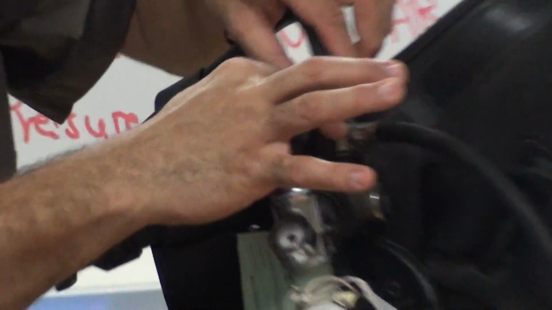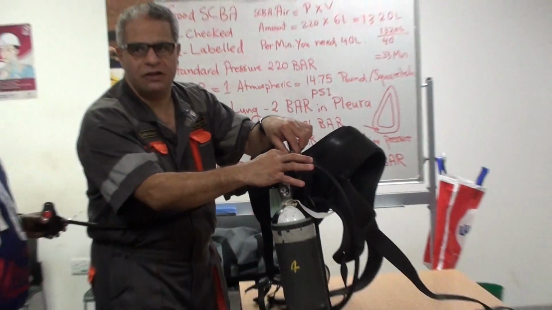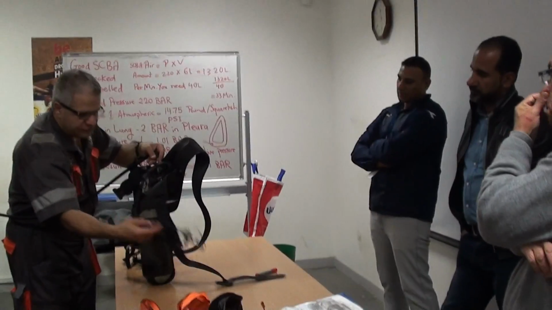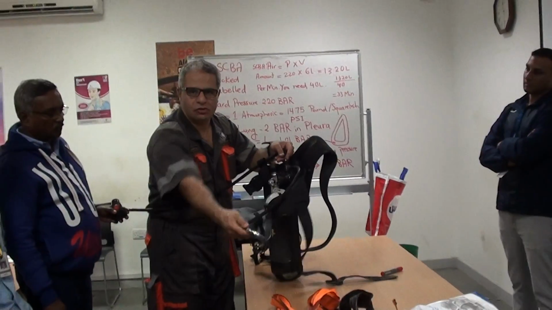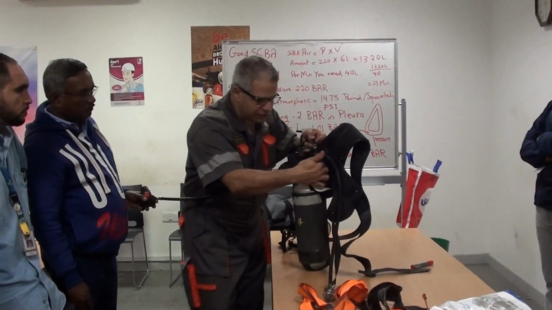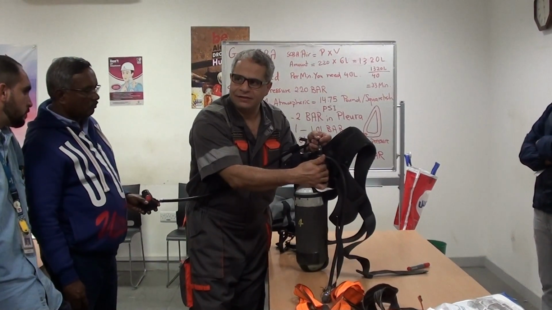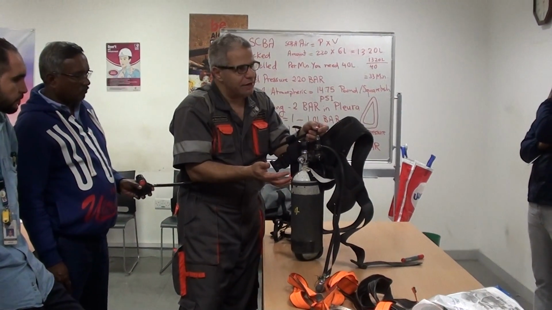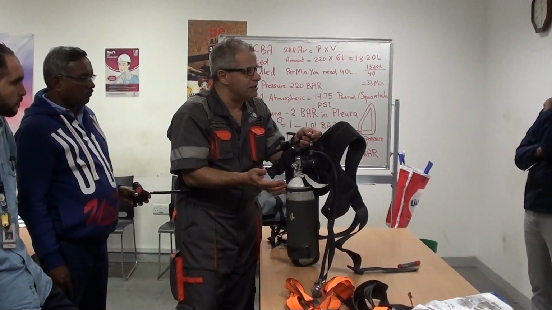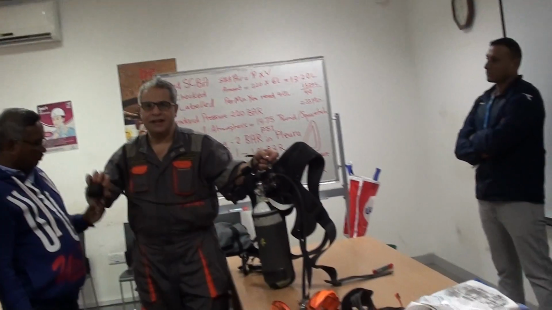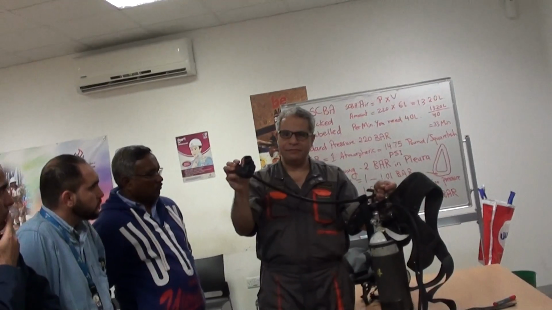This regulator is having different connections. One connection here is for the air loop system. You connect yourself to the air loop system. One connection here to the cylinder. It receives from the cylinder big pressure with 220 bar, and it emits friendly pressure at the demand valve.